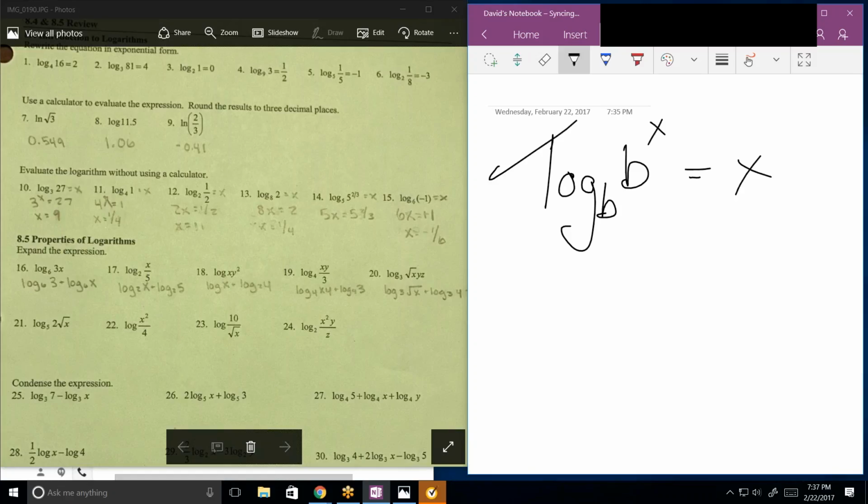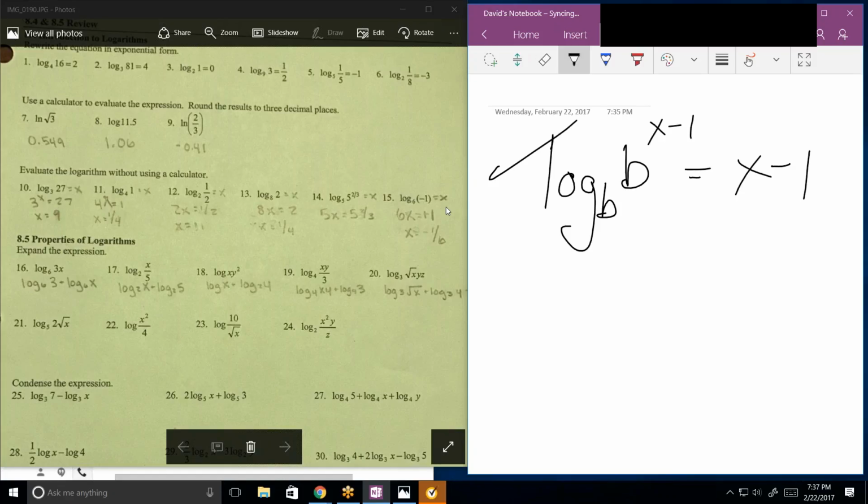We need to know that the log base anything of that anything to the x power is x. Or if it were x minus 1, it would be x minus 1. It's whatever that exponent is. Okay? Cool.